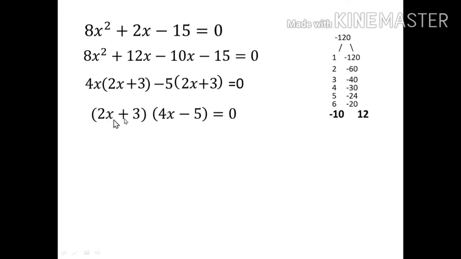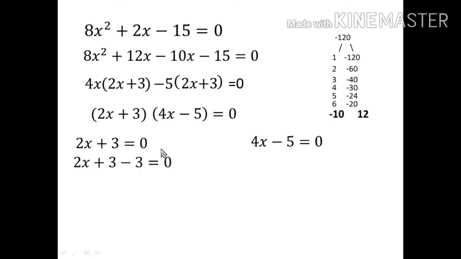So, guys, we already have the factors of the equation. So, next step, we just need to equate the factors to 0. So, we have 2x plus 3 is equal to 0, and 4x minus 5 is equal to 0. Next step, combine like terms. Okay, for us to do that, just need to use the addition property of equality. So, we have now 2x plus 3 minus 3 is equal to 0 minus 3. Nag-subtract tayo ng 3 sa both sides.